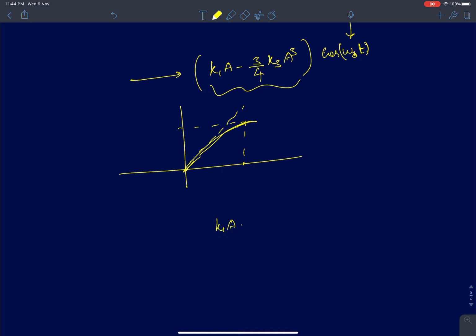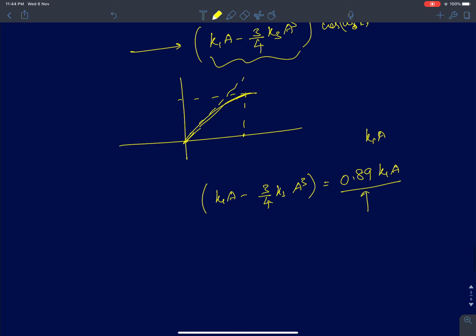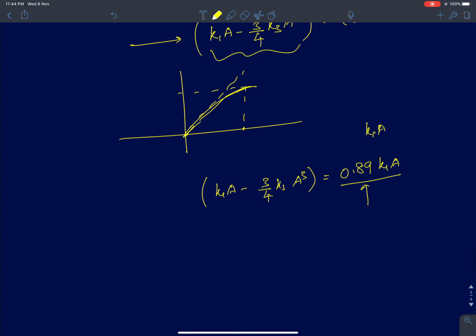So K1A minus 3 by 4 K3A cube will actually be 0.89 K1A. Ideally it should be 1 K1A, K1 into A, but as I said, the 1 dB compression point is where the gain reduces to 0.89. It is approximately reduced by 10% of its nominal value.